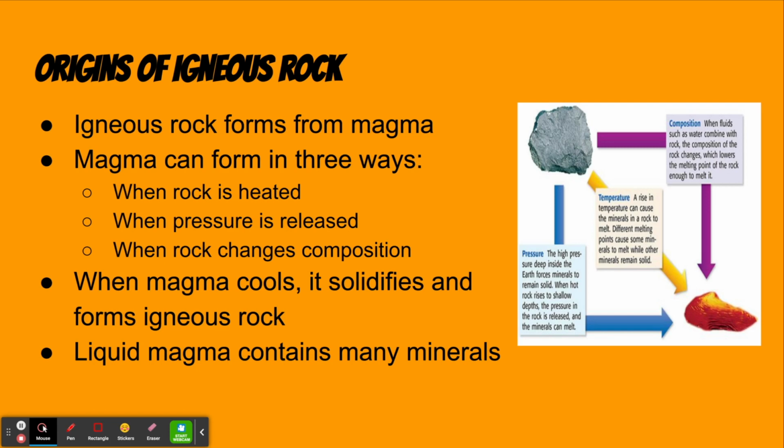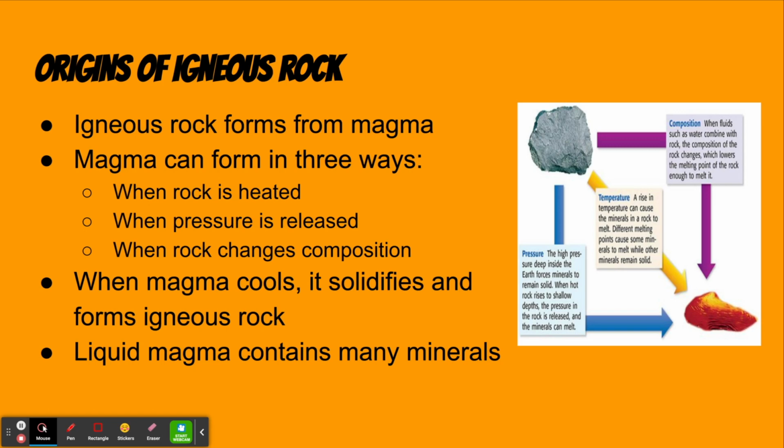Temperature is the first one. When it's heated, a rise in temperature can cause the minerals in a rock to melt. Different melting points cause some minerals to melt while other minerals remain solid. Pressure: the high pressure deep inside the Earth forces minerals to remain solid. When hot rock rises to shallow depths, the pressure in the rock is released and the minerals can melt.